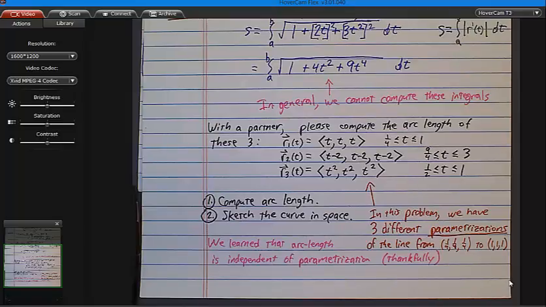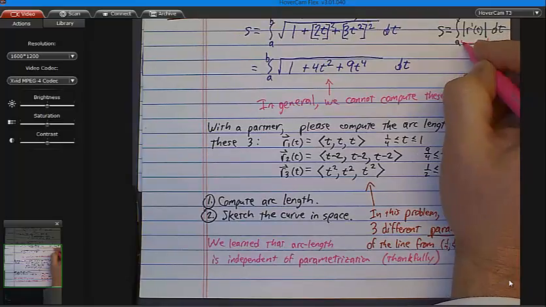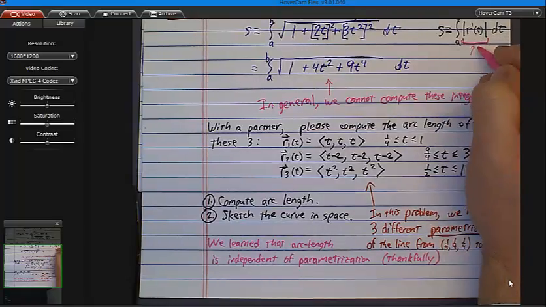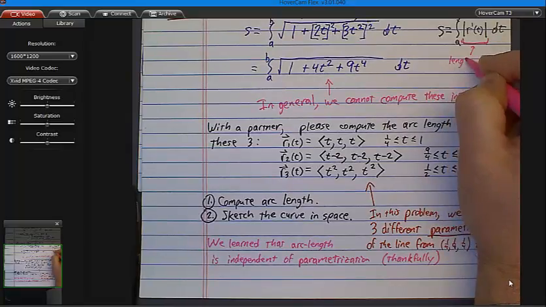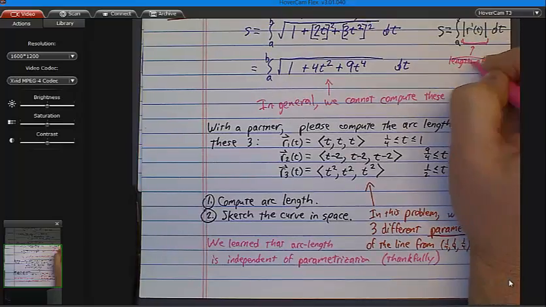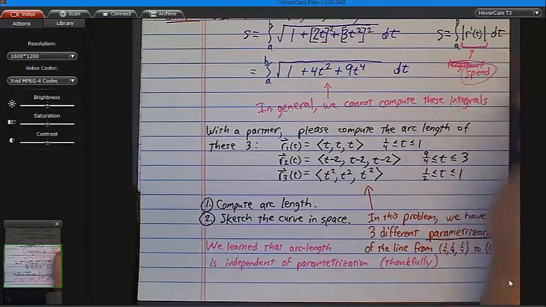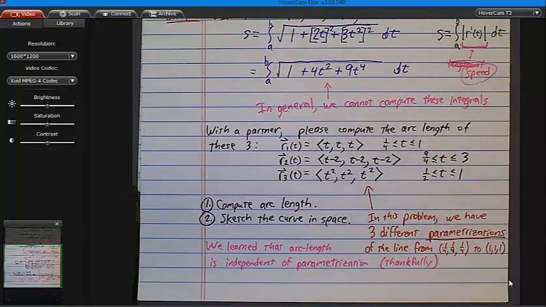Okay? And I guess the other thing I mentioned that's important is that the integrand of the arc length formula is, right, the length of, well, when I say the length of r prime, maybe what I should say is that's the speed, right? What are you integrating? You're integrating the speed. And you get the arc length. So that's kind of interesting.